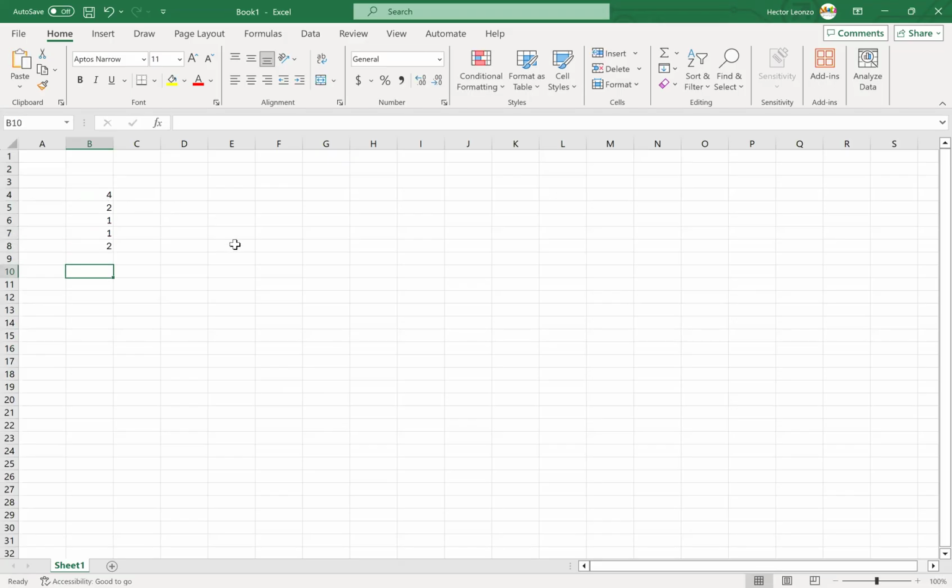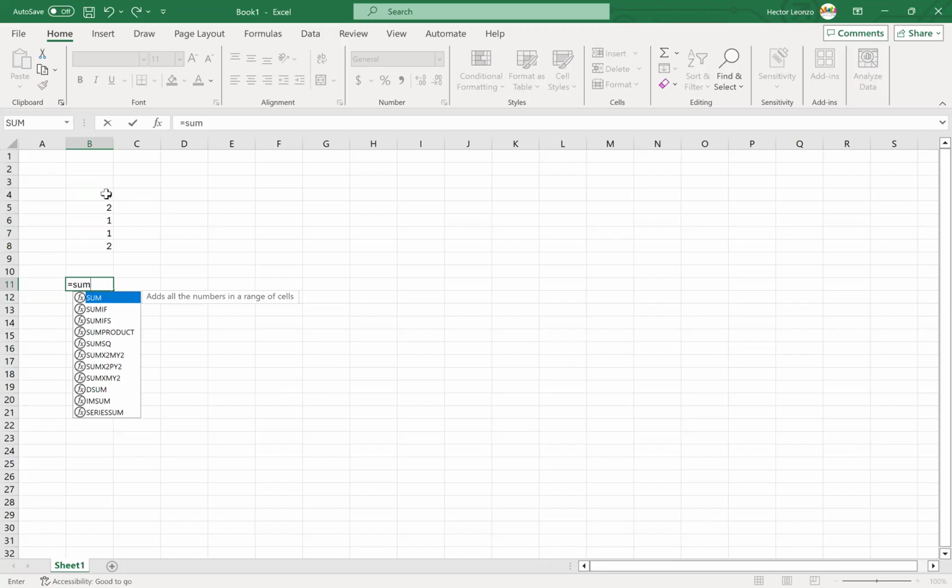So those are my numbers. Let me find my average. So basically I'm gonna sum. So I'm gonna add all my numbers. So this number plus this number plus this plus this. So I highlight all of them, right?